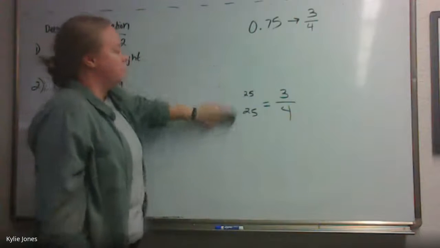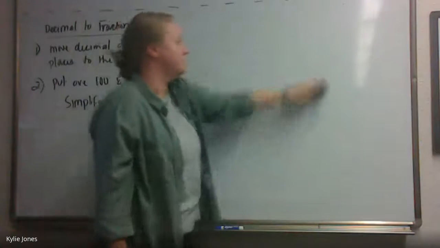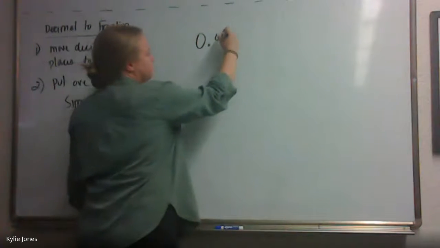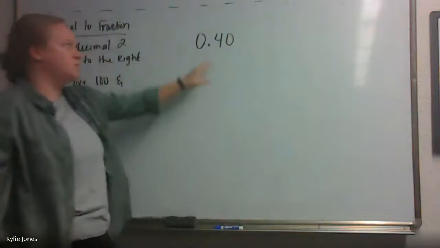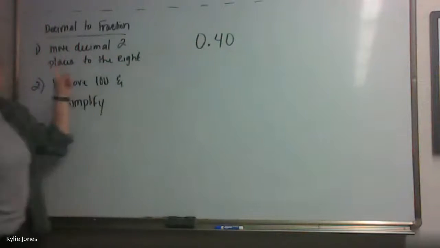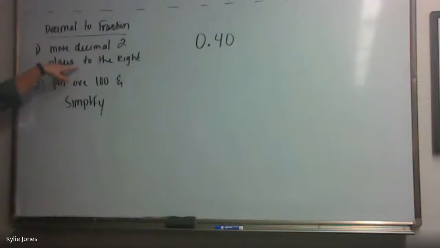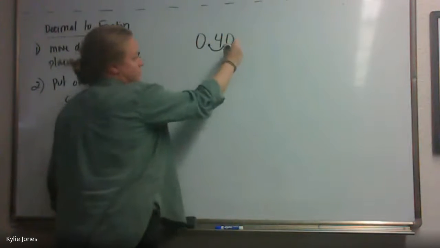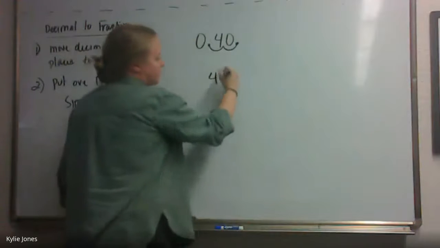Let's start with the decimal of 40 hundredths. What's the first step I need to do? You need to make it a fraction. How do I do that though? What do I need to do first? Move the decimal. Move the decimal 2 places to the right. So 1, 2. So our new number is 40.